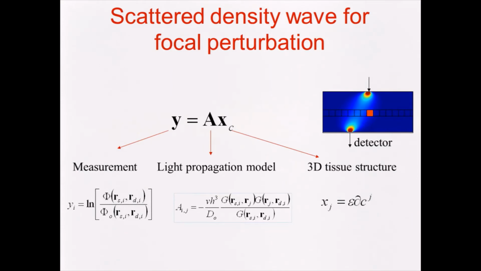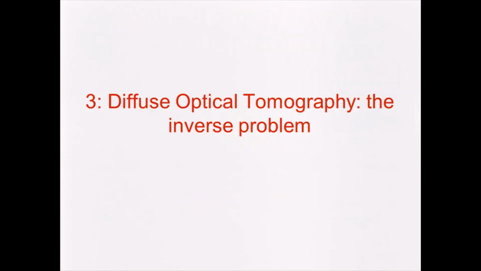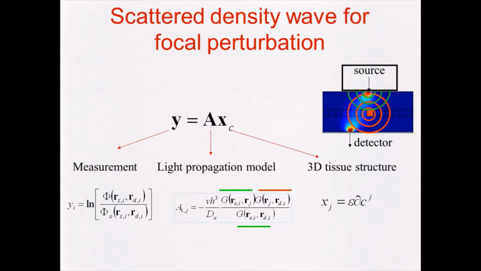And then finally, the propagation model, this matrix, which is going to link the tissue structure with the measurements. This looks kind of complicated, but it's actually relatively simple conceptually. Basically, again, we just have these Green's functions or propagation functions, which take the light from the source to a voxel, and then they take the light from the voxel to the detector. And then we're just normalizing by how much light goes from the source directly to the detector.